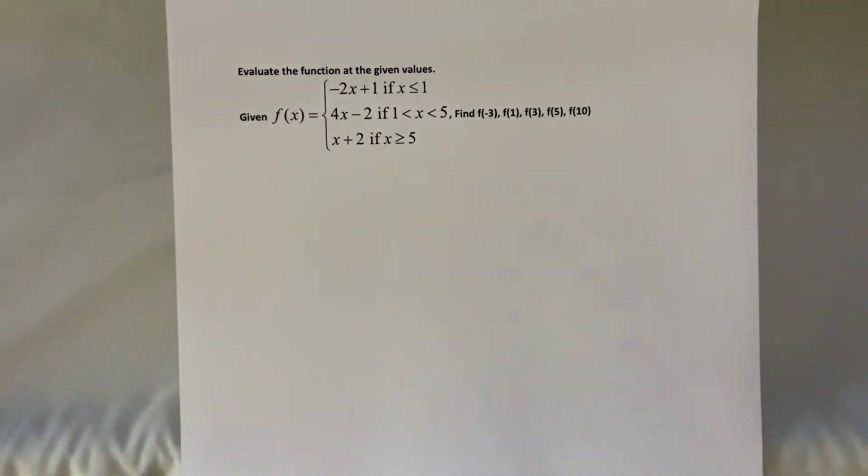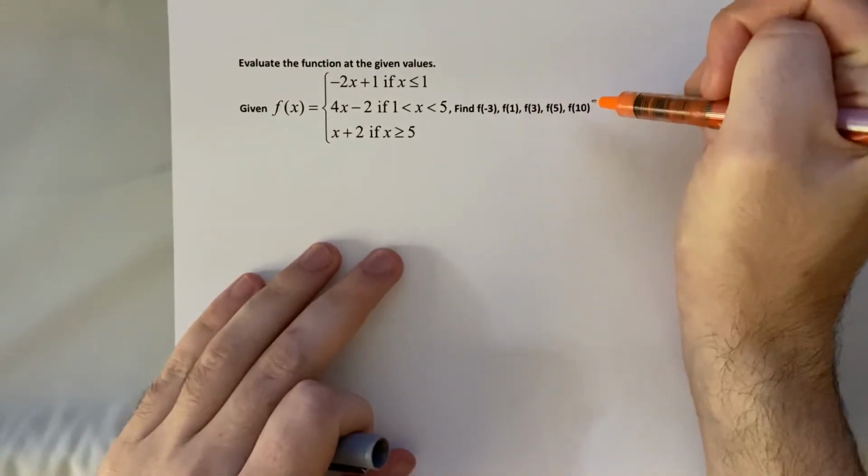Now this piecewise function has 3 different parts. f of x equals negative 2x plus 1 if x is less than or equal to 1, 4x minus 2 if x is between 1 and 5, and x plus 2 if x is greater than or equal to 5. Okay, so let's just find which function each of our values is going into.